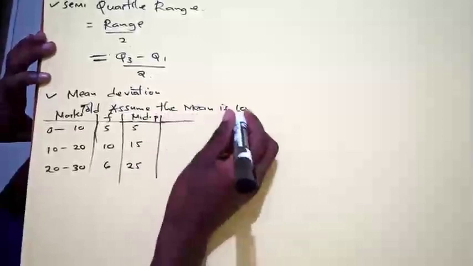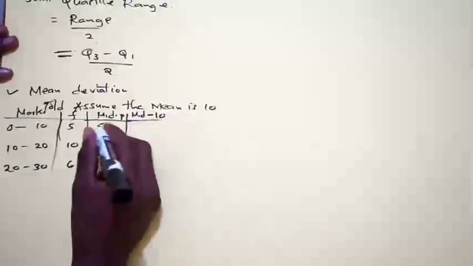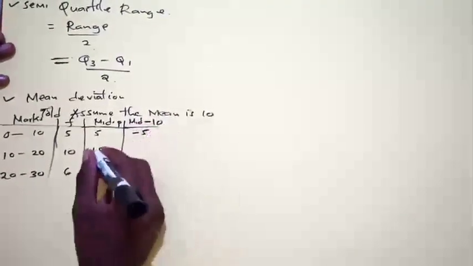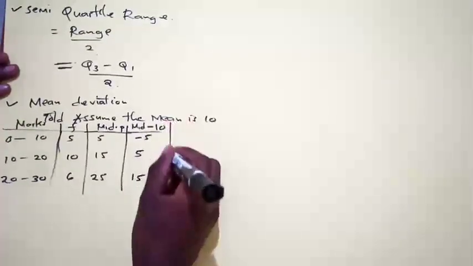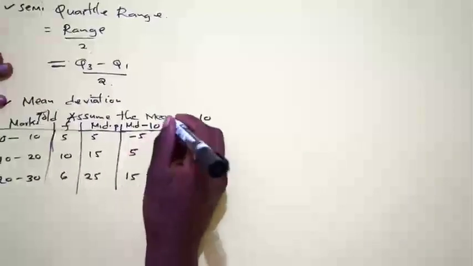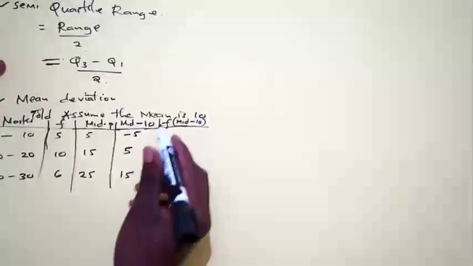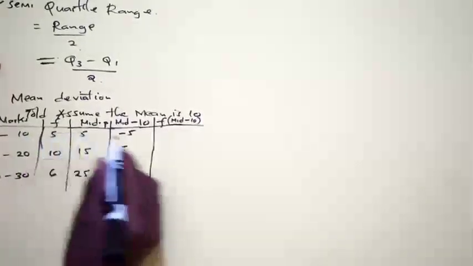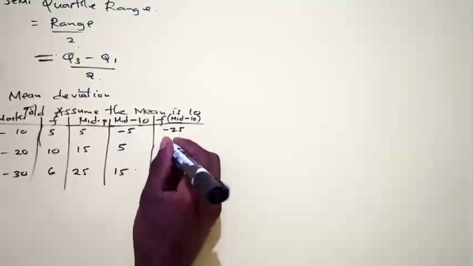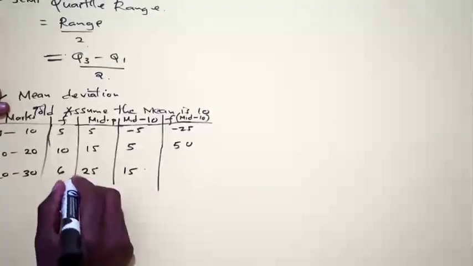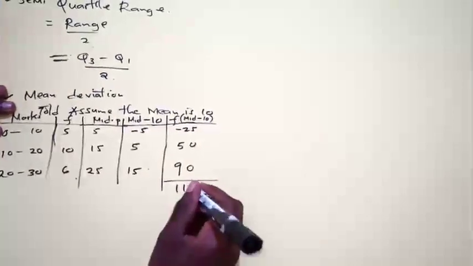Then you are told to assume the mean. So you take the midpoint, and when you are told to assume, you subtract that 10. So 5 minus 10 is going to be negative 5, 15 minus 10 is going to be 5, and 25 minus 10 is going to be 15. Then you find the summation of f times the midpoint minus 10. So you are going to have 5 times negative 5, which is negative 25, 5 times 10, which is 50, then 15 times 6, which is 90. So when you add, it is negative 25 plus 50 plus 90, which is 115.